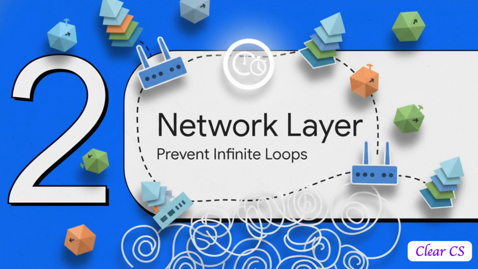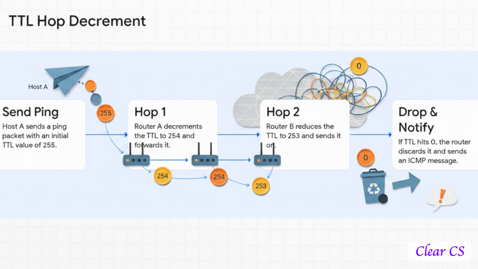Moving right along to Section 2, Network Layer, Preventing Infinite Loops. Let's get down into the trenches here. Picture packets of data frantically bouncing between routers across the internet at the speed of light. They need strict supervision, right? Follow the perilous journey of just a simple ping packet.